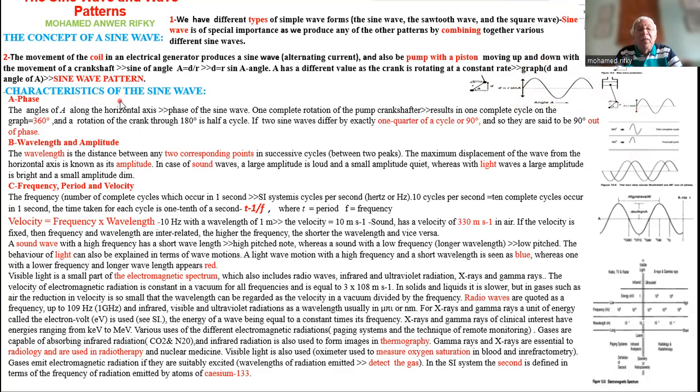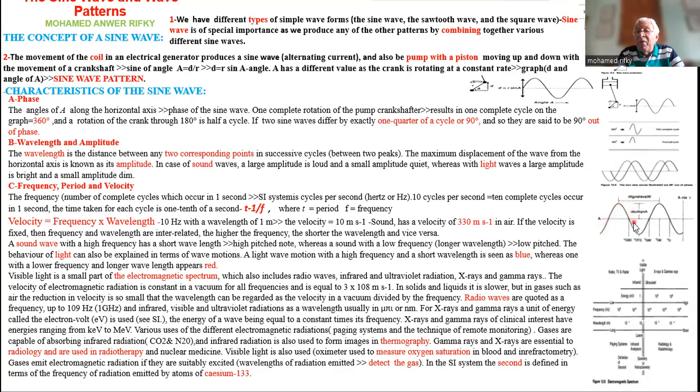What are the characteristics of the sine wave? We have three: the phase, the wavelength and amplitude, and the frequency. Of course, the phase, as we said, is made of 360 degrees whenever it completes one cycle. Of course, we can divide the cycles accordingly, 90 or 180 and so forth. These are the phases. So we are creating different phases. This is the phase, and this is the phase, and this is the phase. So this is the first thing. The second thing, the wavelength, amplitude.